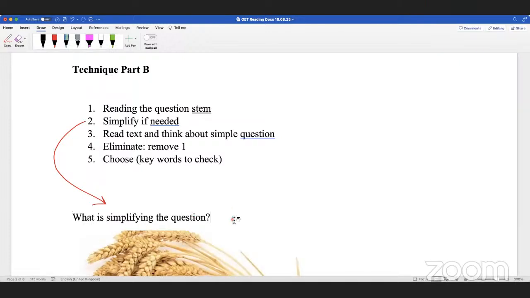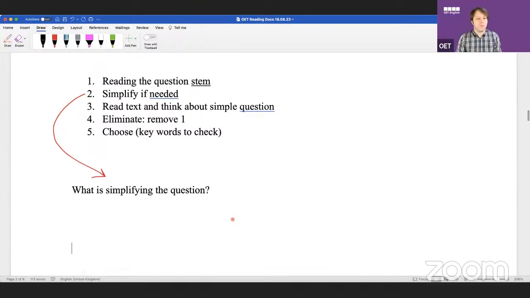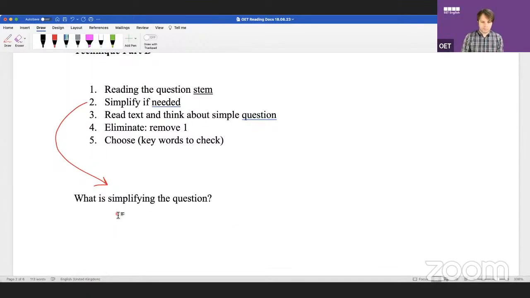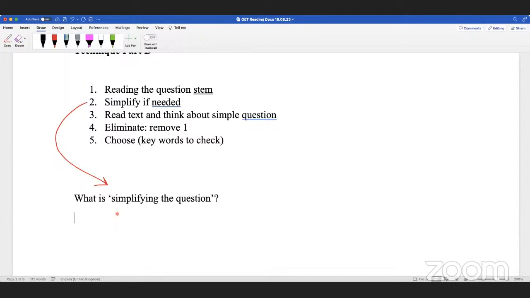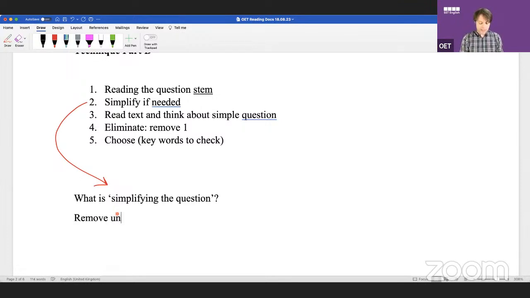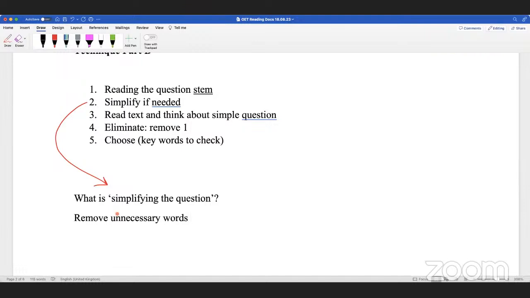Yes. What is that? We've got a picture to help us, but what do we mean by that? I mean to remove the unnecessary words from the question stem. Is that right, guys? Is she right to say remove? What do you all think? Is that a good definition or not? Yes, it is. It is good. And that's what I said yesterday.